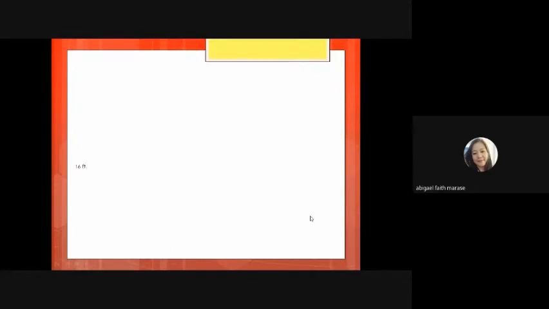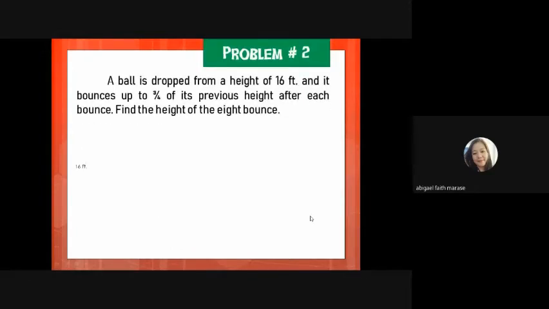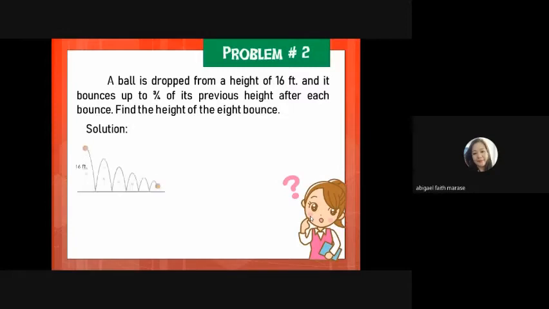Next, problem number 2. A ball is dropped from a height of 16 feet and it bounces up to 3/4 of its previous height after each bounce. Find the height of the 8th bounce. So, what we are looking for is the height of the eighth bounce. So, for us to find the solution, it is better for us to draw.